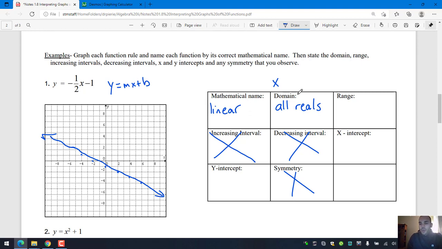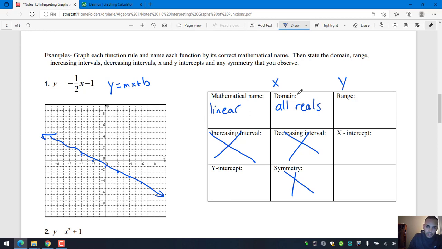Okay, and then we also talked about range, and range is the y values. When you think range, think what values can I get back? So here's how I always tell what the range is. The range is how high or how low the graph goes.